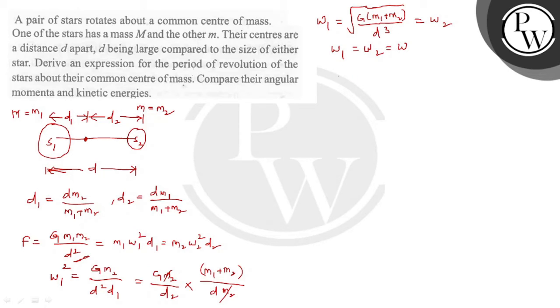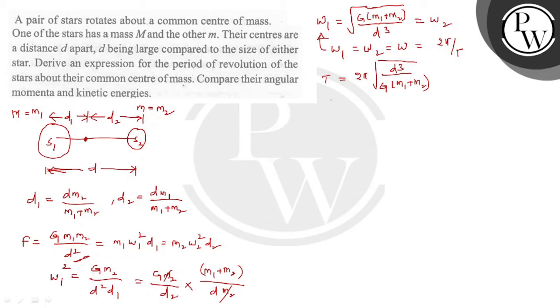So what is omega? Basically omega is equal to 2 pi by T. Therefore this expression can be written as T is equal to 2 pi under root d cube by G into (m1 plus m2), is it not?